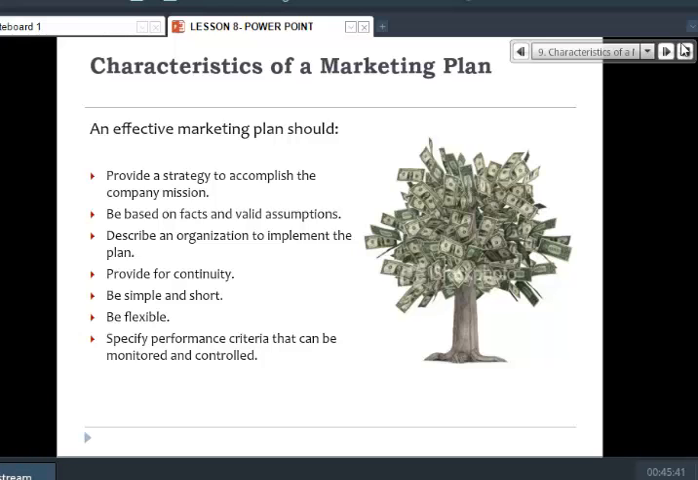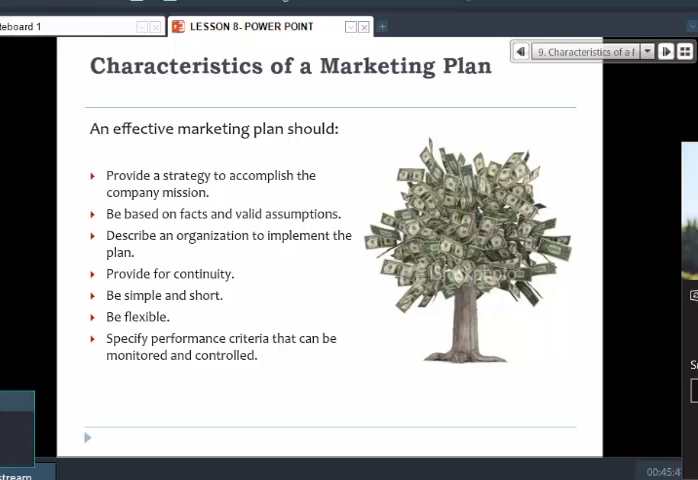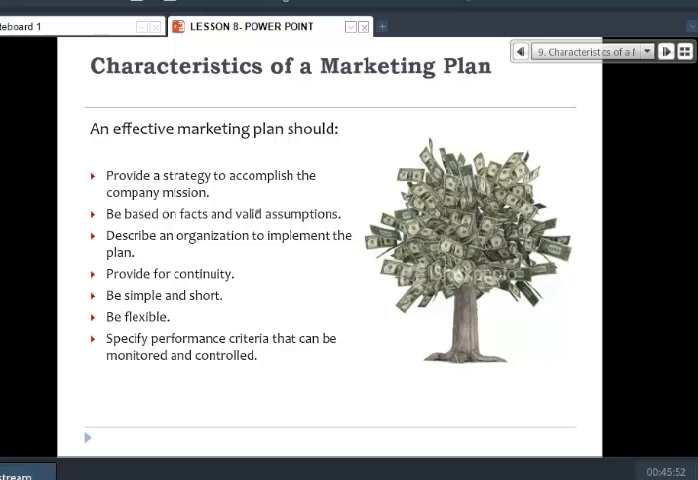So when you want to write your business plan, you need to make sure that your plan is based on very strong ground, or very strong principles. Provide for continuity. You need to make sure that your plan is going to last long. So it's not for a couple of months. A strategic marketing plan would be at least a minimum of 1 or 2 years of the company's age.